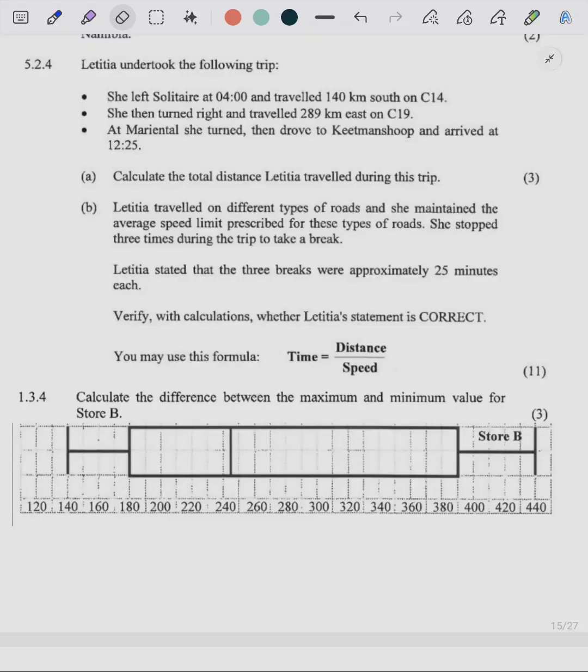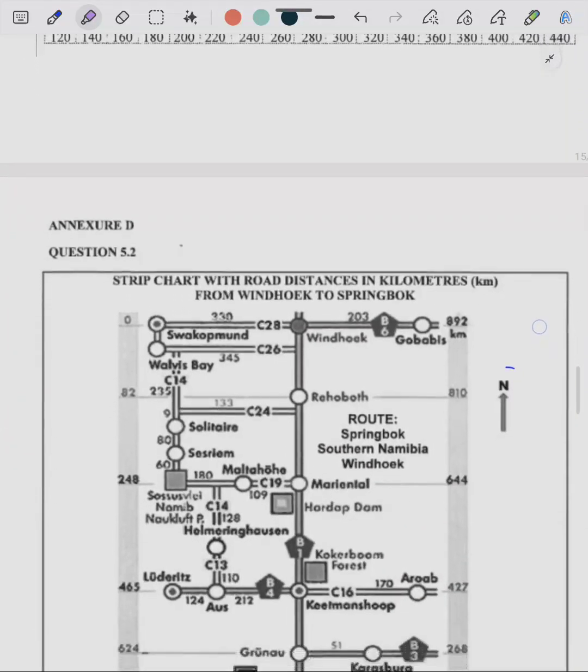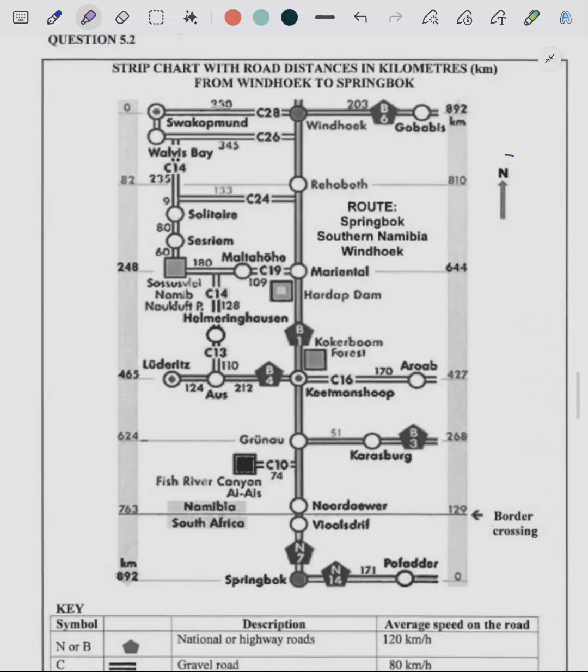So if we look at this, we already know two of the distances because they tell us in the question itself, right? We're told she travels 140 kilometers the one way, and then another 289. What we don't know is the distance from Mariental to Keetmanshoop. So we need to look at our map to see where that is and what the distance is between them. I can see here's Keetmanshoop, and here's Mariental over here. So really the distance we need is that short distance over there. This is a strip chart, so it's quite straightforward.